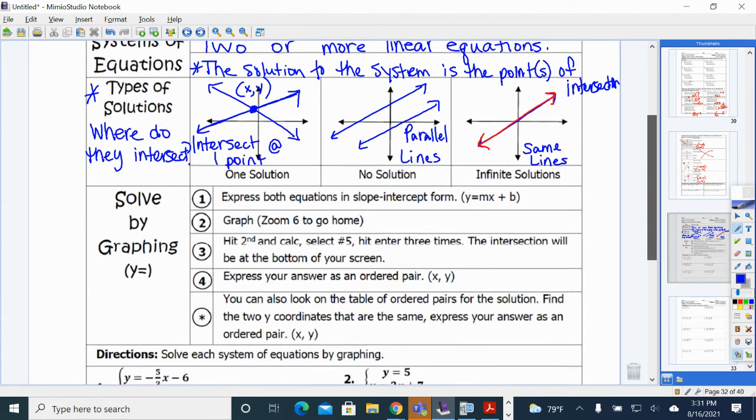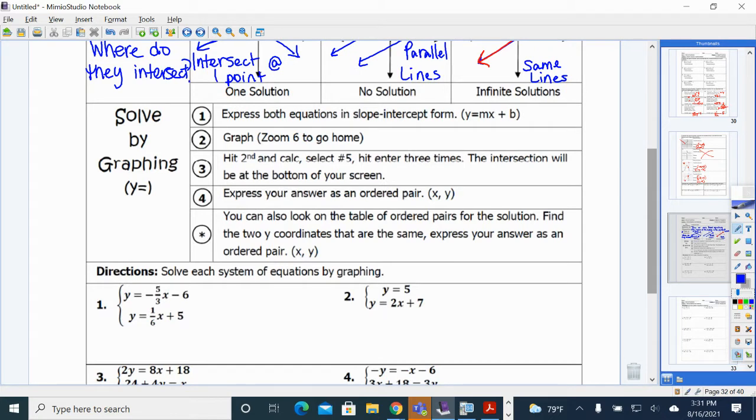All right, now let's look at the steps solving by graphing. Step number 1 says to express both equations in slope-intercept form, which is y equals mx plus b. Step number 2 is to graph. Those of you that are using your own calculators, you may need to hit zoom 6 to go home, to go back to that standard size window. Step number 3 says hit second in calc. You're going to select number 5, which is the intersection, and then you're going to need to hit enter 3 times. The intersection will be at the bottom of your screen.